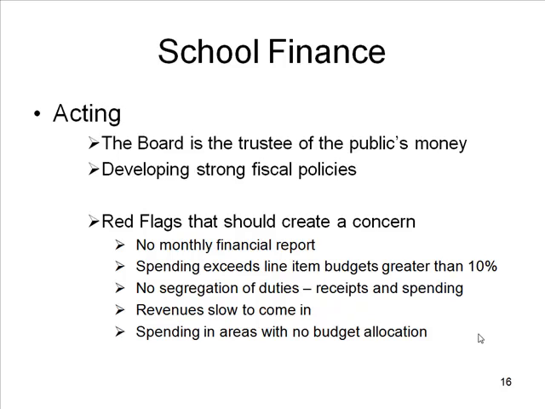When spending exceeds a line item budget by greater than 10%, there should be questions being asked as to why there is not a budget adoption amendment being presented. First question might be, why are we overexpended in that line item? And why haven't we then been presented with a proper amendment?